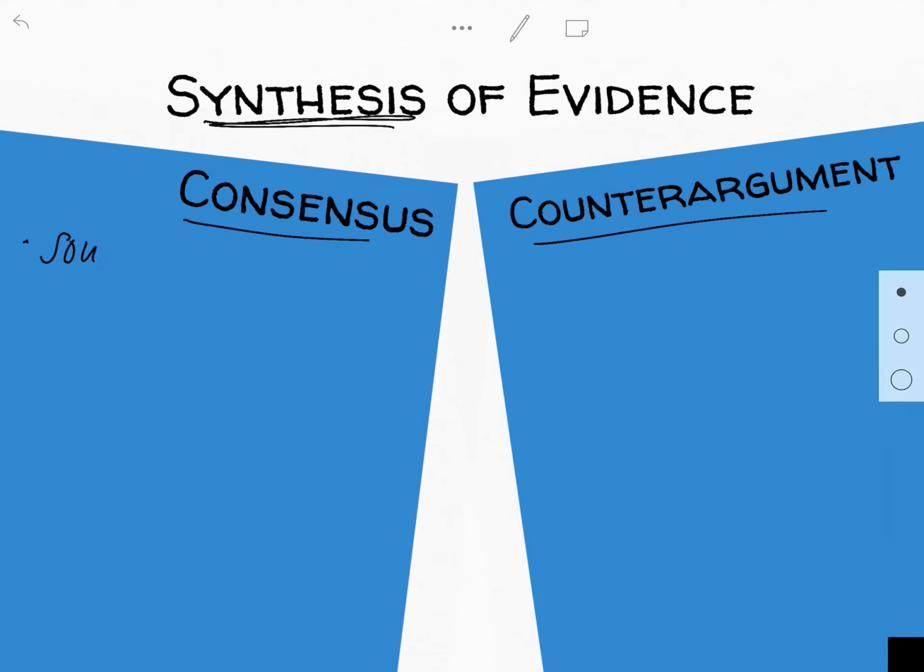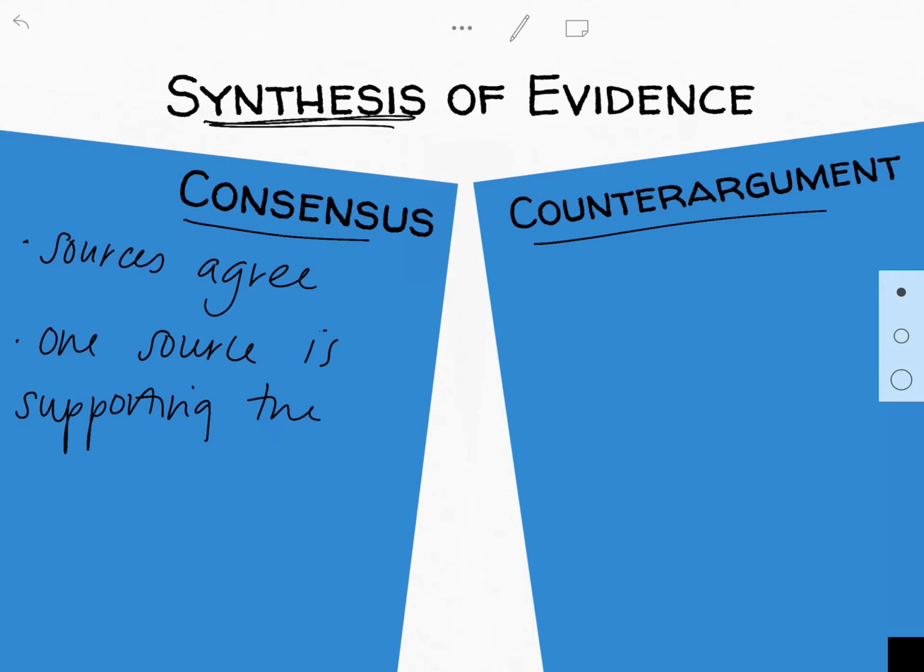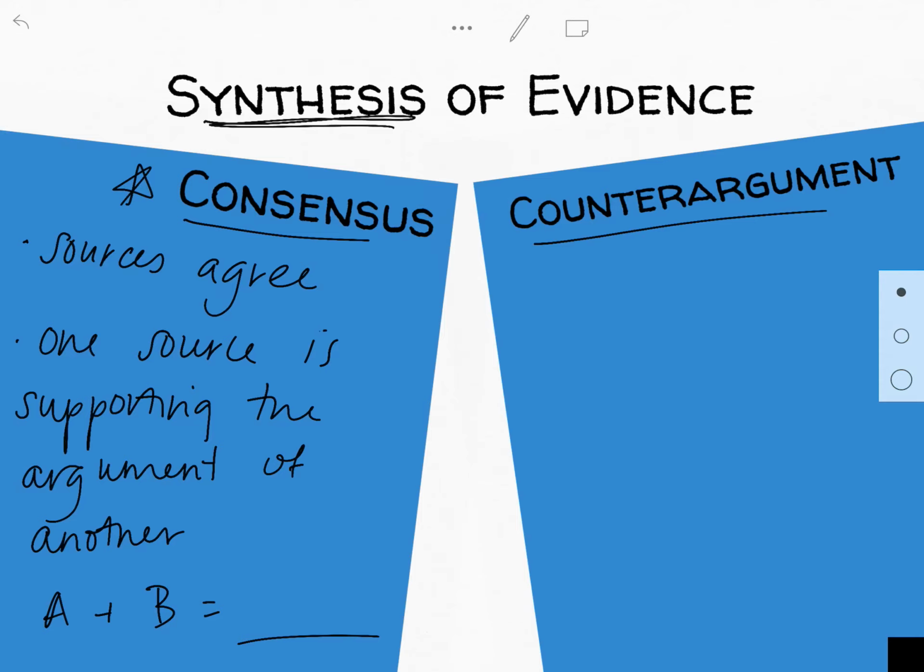So that is when the sources agree, and one source is either elaborating or just supporting the argument of another. So for example, with your synthesis prompt, you have 6 sources. Source A and source D might be very similar in their argument. So a consensus paragraph, or a way of using that evidence, would point out, well, source A says this. Similarly, source D says this. Together, they make the argument that. That would be an example of consensus. So it's like source A plus B equals your argument or your commentary, right? Now, counter argument is when the sources disagree.